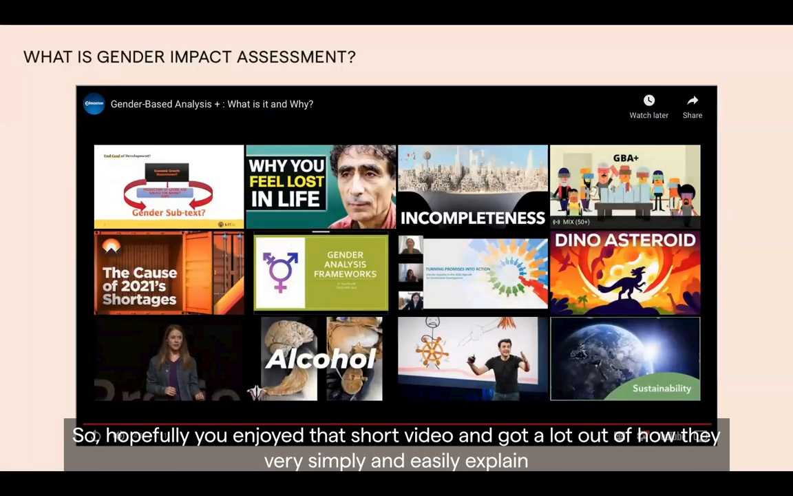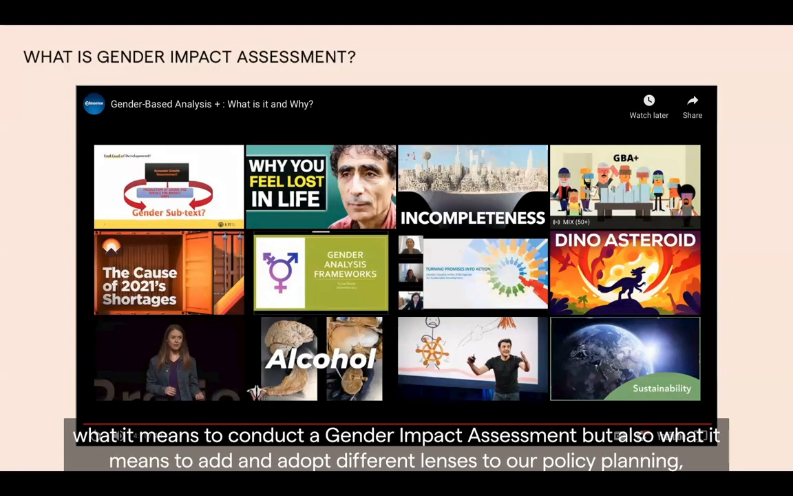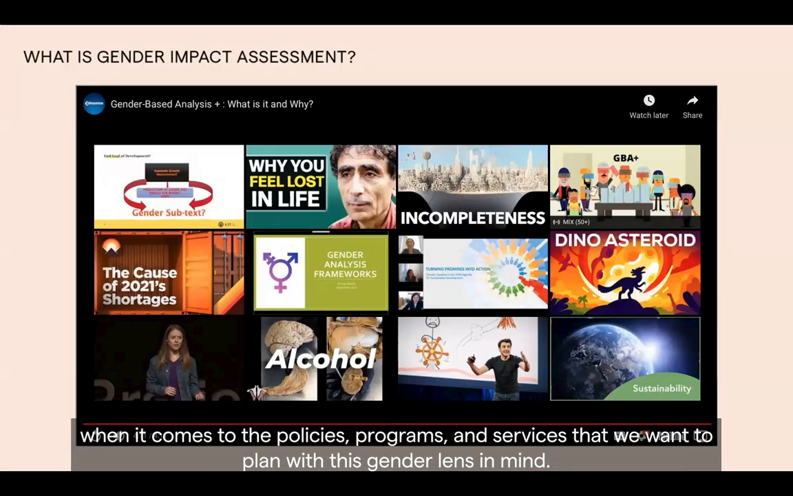So hopefully you enjoyed that short video and got a lot out of how they very simply and easily explain what it means to conduct a gender impact assessment, but also what it means to add and adopt different lenses to our policy planning when it comes to the policies, programs, and services that we want to plan with this gender lens in mind.